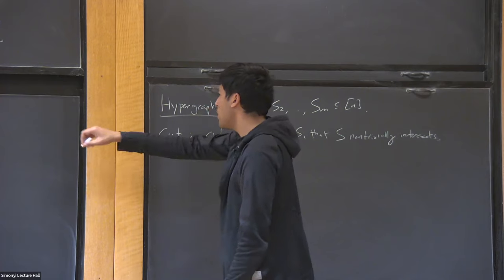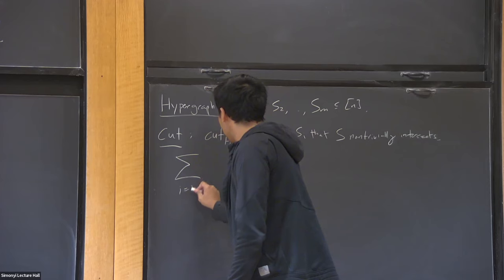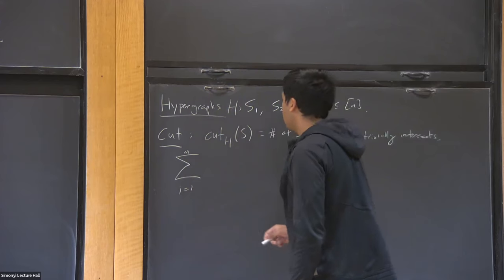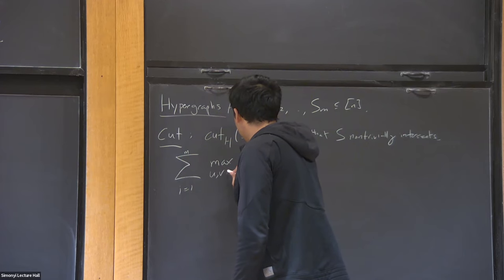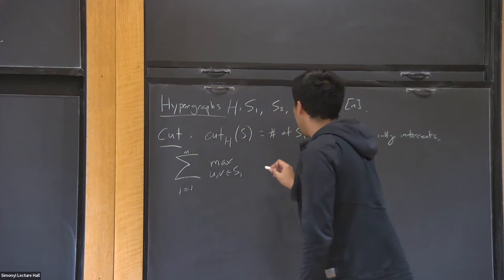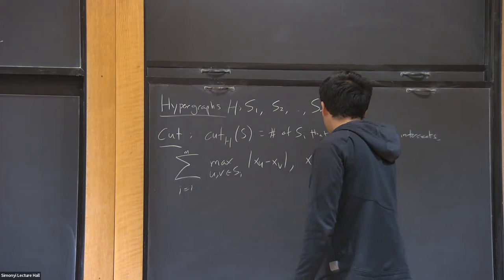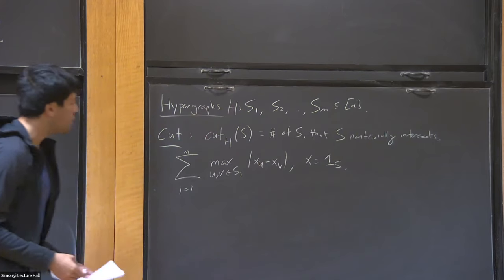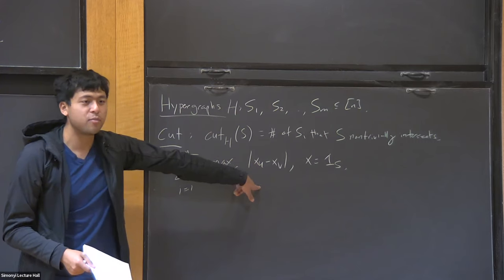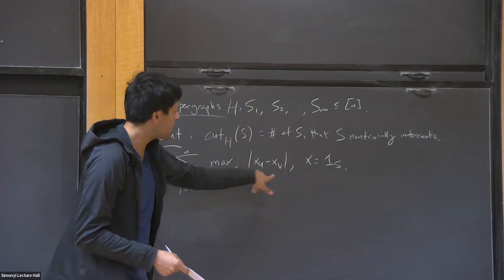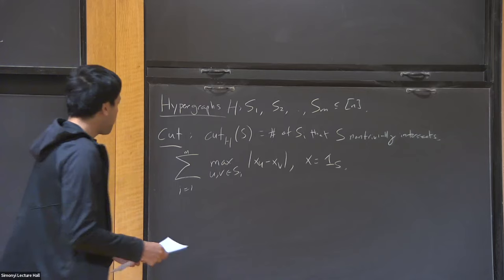I want to write it in a way that you can think of it as a sparsification problem. So it's going to be the sum for i equals 1 to m of the max over u, v in Si of x_u minus x_v, where once again x is the indicator of the set S. Notice that this is not the sum of inner products anymore. Now I have the sum of the max of a bunch of inner products. So this is starting to go towards higher dimensional things.